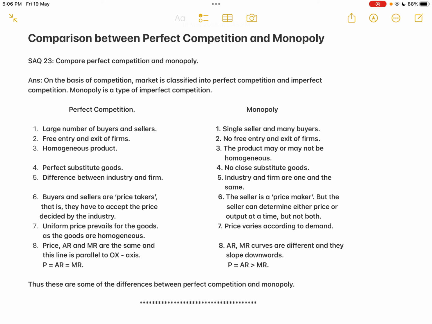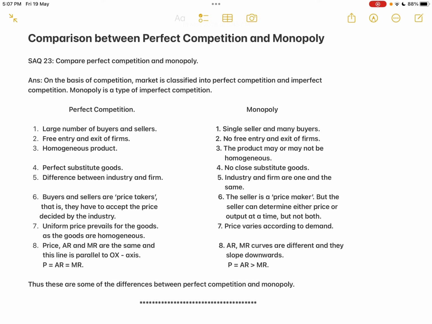Okay, now third one, homogeneous product. All the sellers sell an identical commodity under perfect competition, isn't it? The cross elasticity is infinite in perfect competition. But whereas in monopoly, the product may or may not be homogeneous. See, it is a kind of unique product. You can neither say it is homogeneous nor heterogeneous, because it is only a single product, isn't it? So it is a kind of unique product, so it may or may not be homogeneous. Okay, then fourth one, perfect substitute goods. Because the products sold under perfect competition are identical, they are perfect substitutes. But whereas in monopoly, we know that there are no close substitute goods.